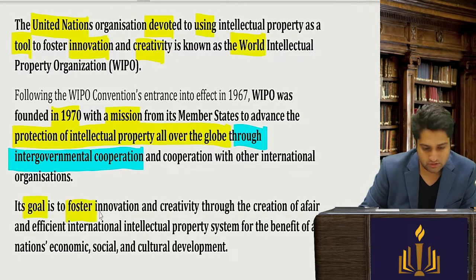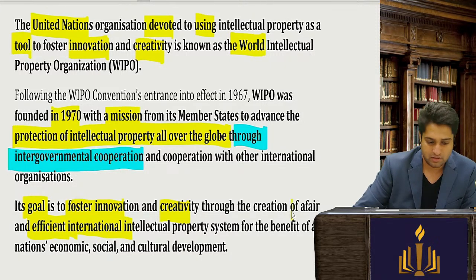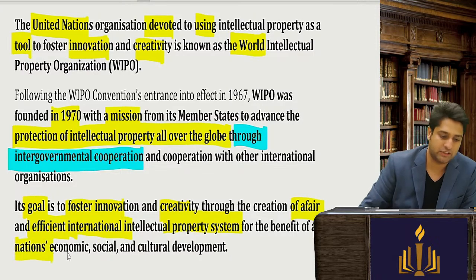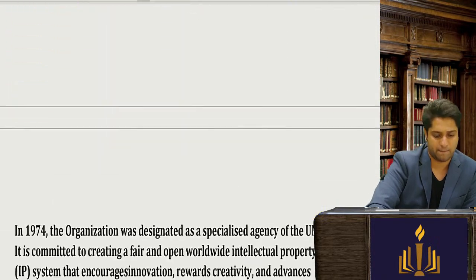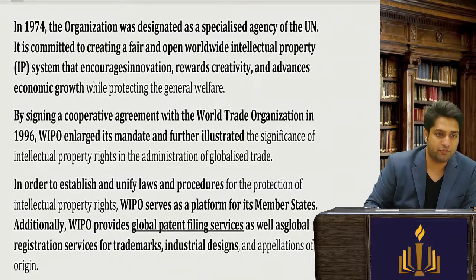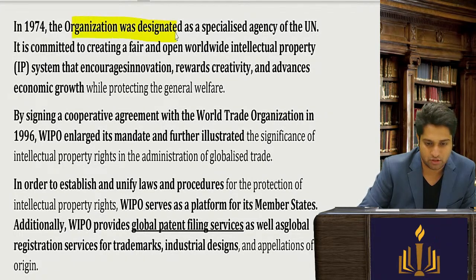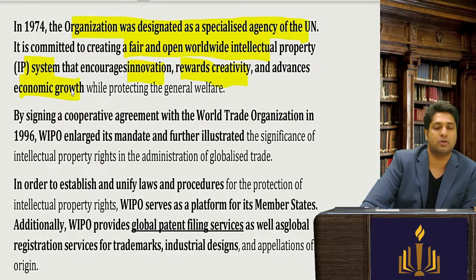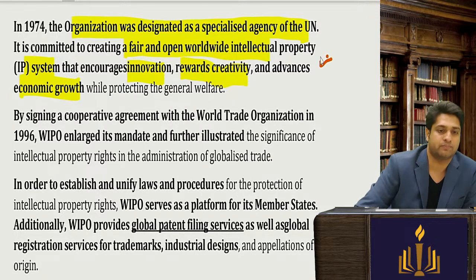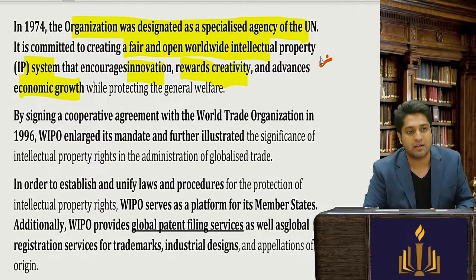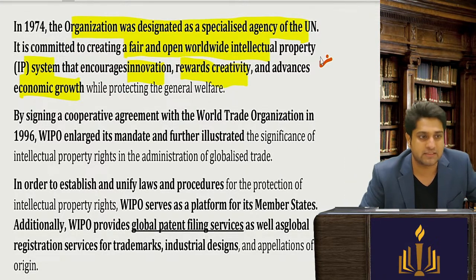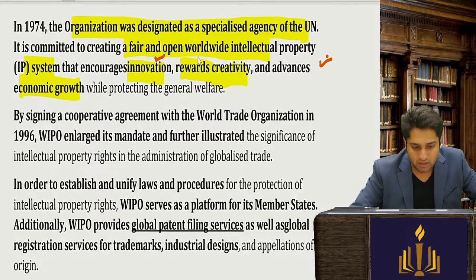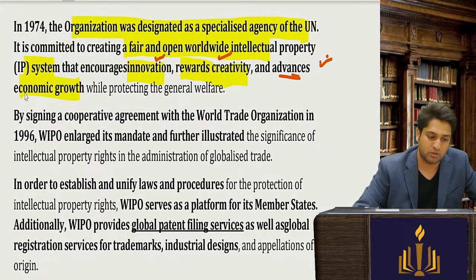The goal is to foster innovation and creativity, through the creation of a fair and transparent intellectual property system for the benefit of all nations, and for economic, social and cultural development. In 1974, the organization was designated as a specialized agency of the United Nations, as we saw, to create open and fair worldwide intellectual property systems that encourage innovation, reward creativity and advance economic growth. So we have to learn this sentence the way they have written it: creating fair and open worldwide intellectual property systems that encourage innovation, reward creativity and advance economic growth.